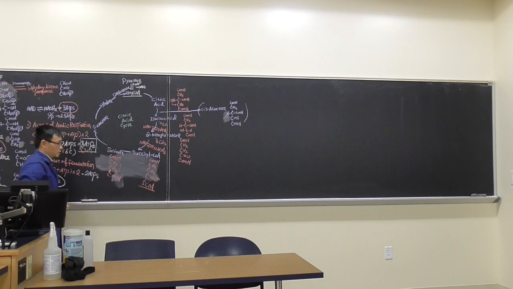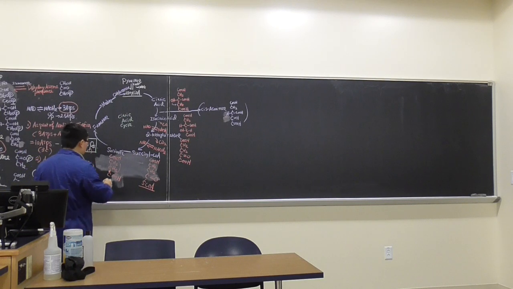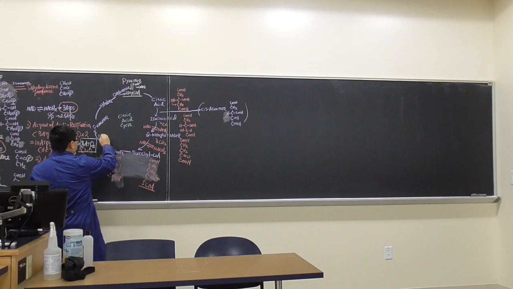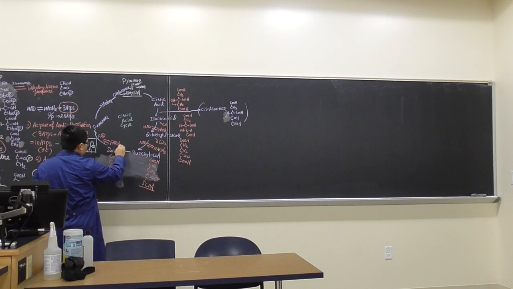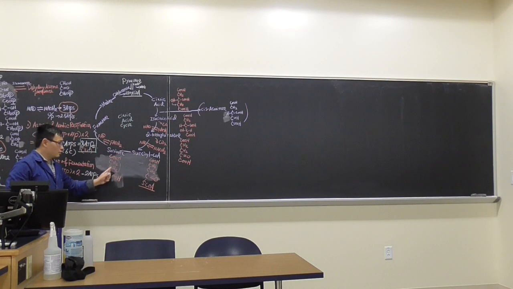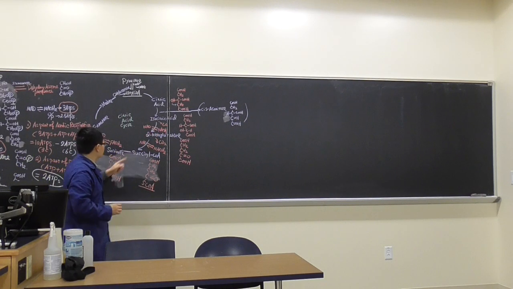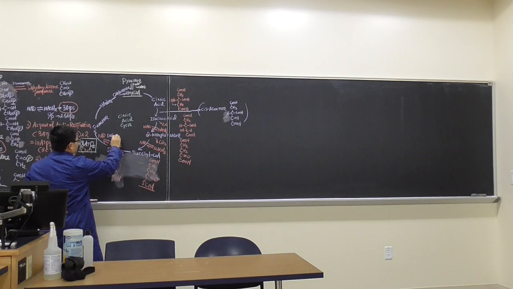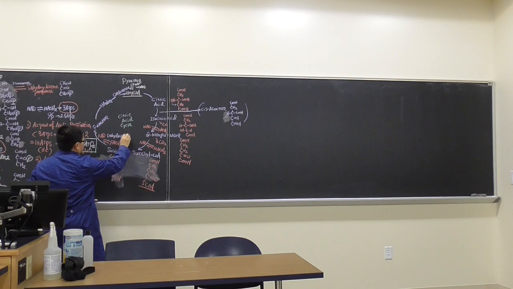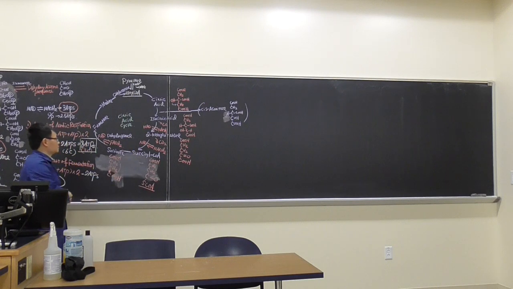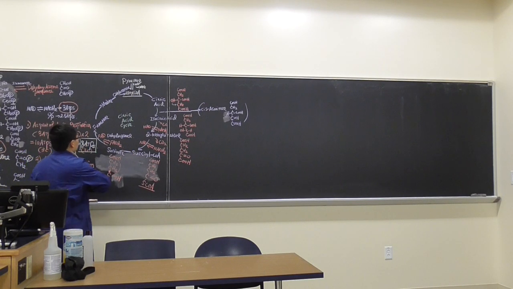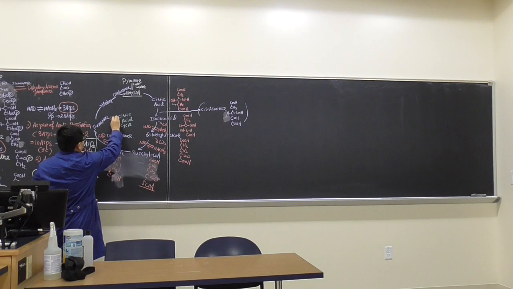Then succinate becomes fumarate. Here we rely on FAD being reduced to FADH2. So when the hydrogen is gone, same as here, they all need dehydrogenase. Okay, so what does fumarate look like? Fumarate looks like COOH, CH, double bond, CH, and COOH.